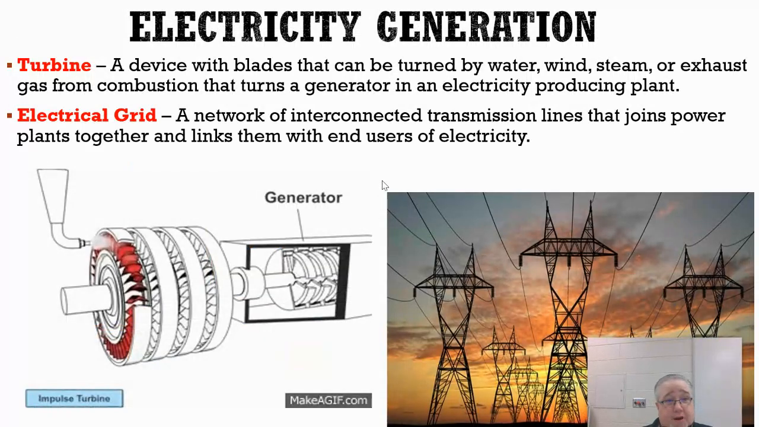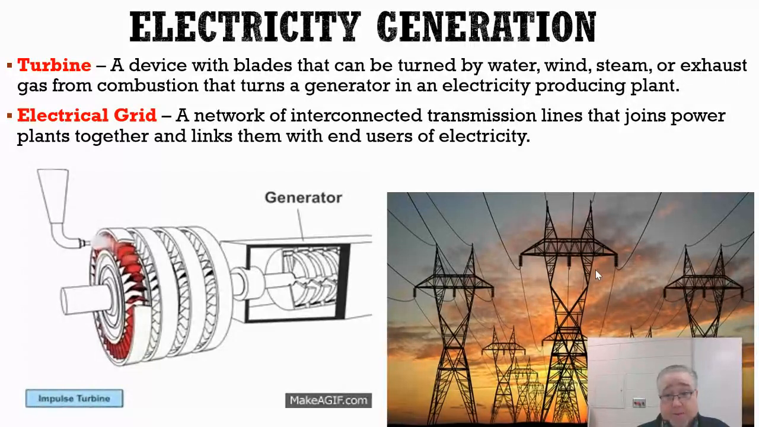All right, so there are a couple of terms here I do want you to know. The word turbine: make sure we know what a turbine is. That's used to operate the generator. Another term is the electrical grid. The grid is basically all the transmission lines, and these transmission lines carry the electricity from point A to point B. So they can be used to link several power plants together.